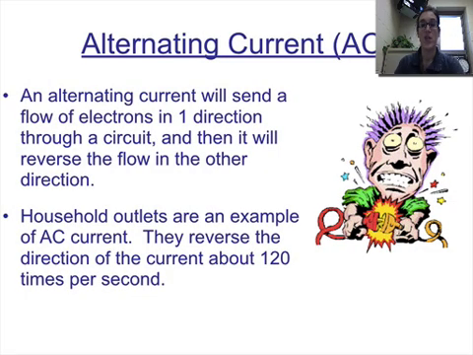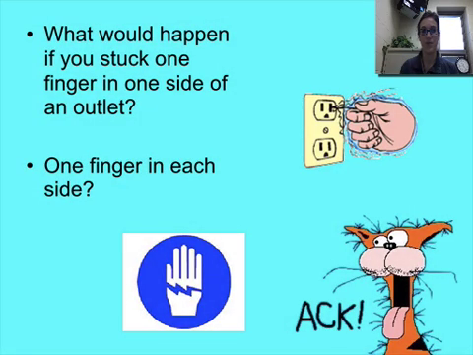Now, we talked about direct current. An alternating current will send a flow of electrons in one direction through a circuit, and then it will reverse the flow in the other direction. Household outlets are an example of this. They reverse the direction of the current about 120 times per second. This is what makes them safe. Because if they were a direct current, then you would have a lot of electricity flowing to each of these outlets.